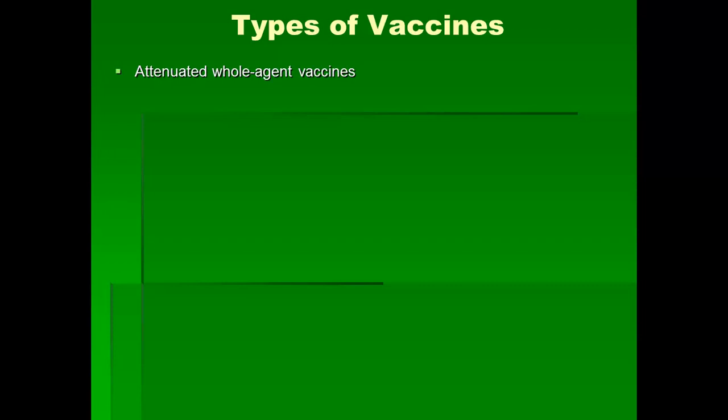Attenuated whole agent vaccines use living but attenuated microbes. When we say attenuated, we mean weakened microbes. Live vaccines closely mimic an actual infection. They provide lifelong immunity, especially with viruses. The advantage to having attenuated whole agent vaccines is that it doesn't usually require boosters.